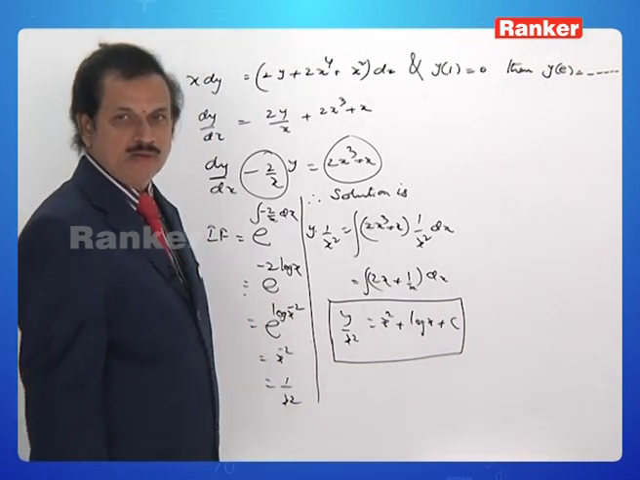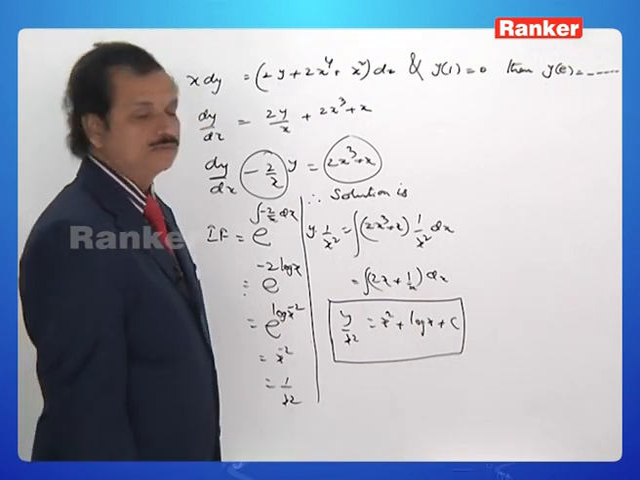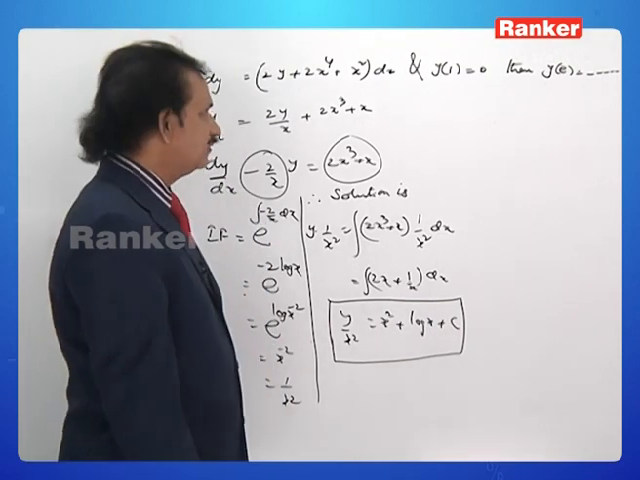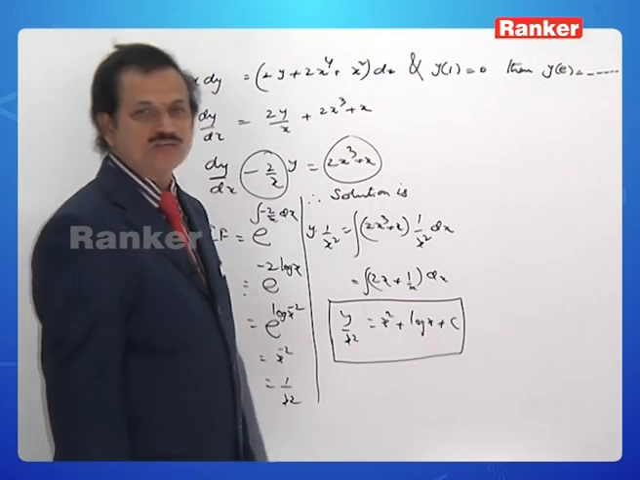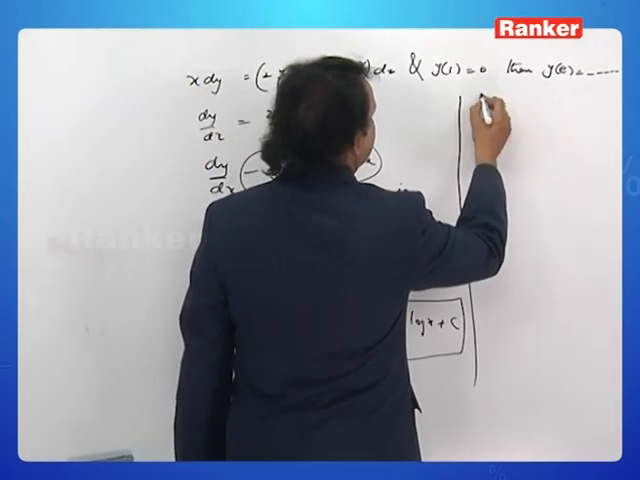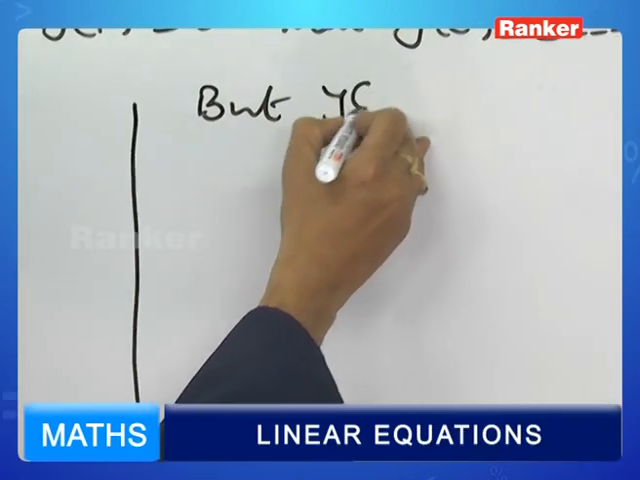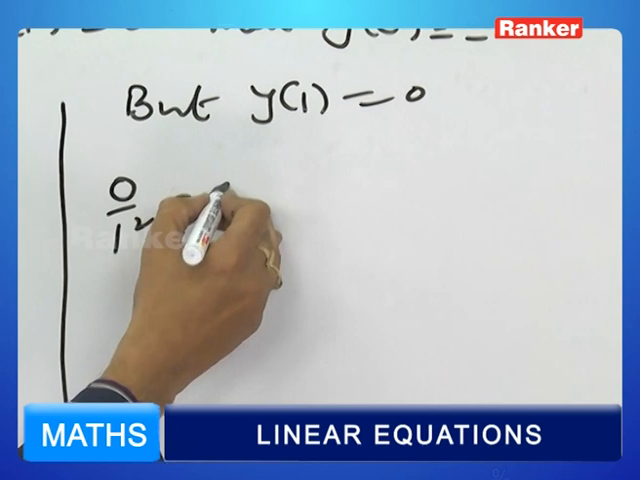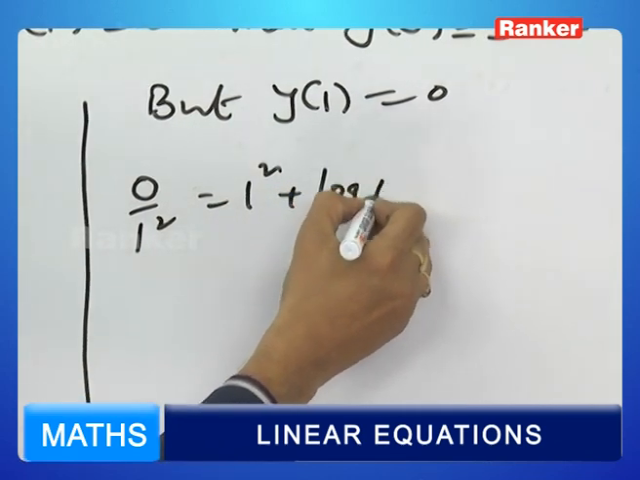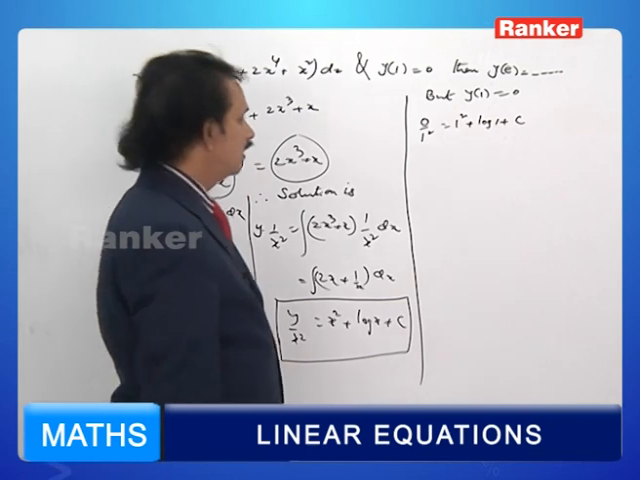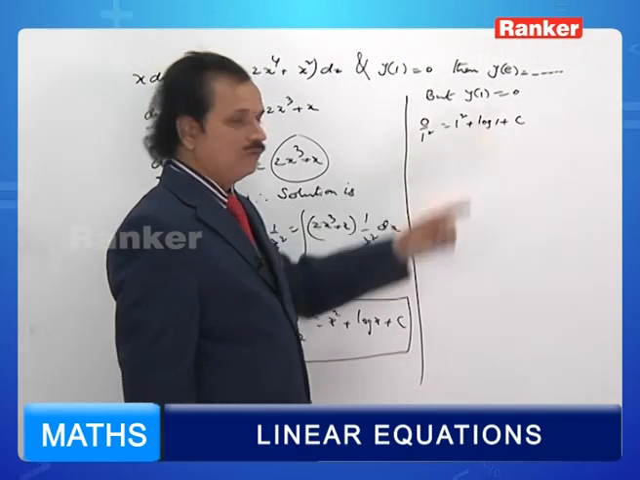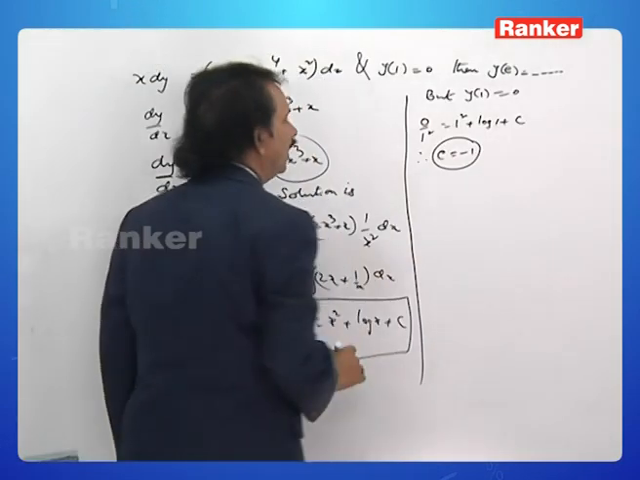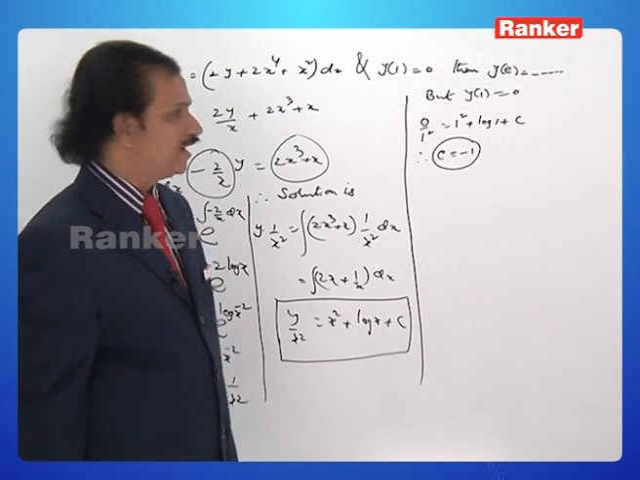As in the previous problems, here also we have two steps to adopt, or two pieces of responsibility. Number one, we have to make use of y at 1 is 0. y at 1 is 0 means 0 by 1 square is equal to 1 square plus log 1 plus c. 0 by 1 square is 0, log 1 is 0, hence c is equal to minus 1. Okay, c has been obtained, no problem.